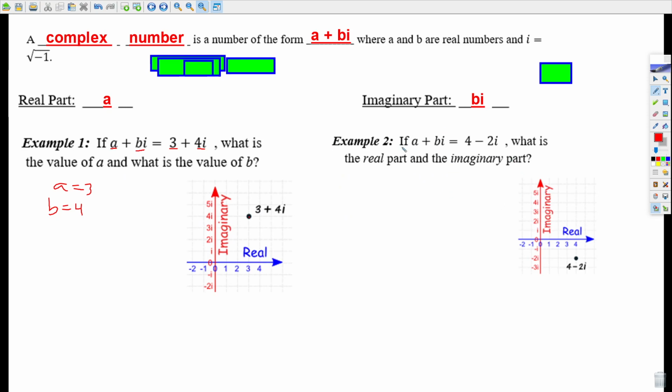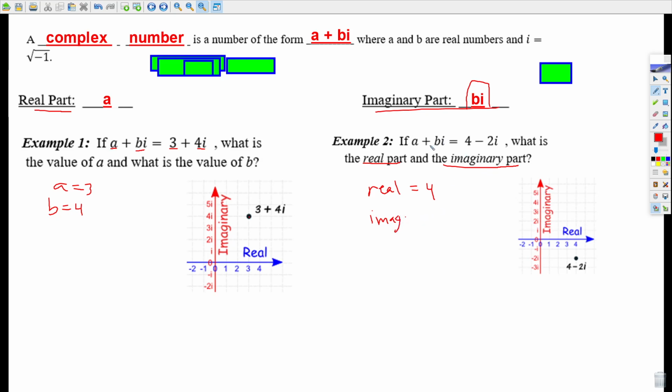Example 2. This one asks a different question. Notice here we have if a plus bi equals 4 minus 2i, what is the real part and what is the imaginary part? So now you have to go back up here and look at what it means by real part and imaginary part. Really, the only difference is we're going to identify the imaginary part where we include the i. In the first one we did a equals 3, b equals 4. Now what's real is just the number by itself. Real is 4.